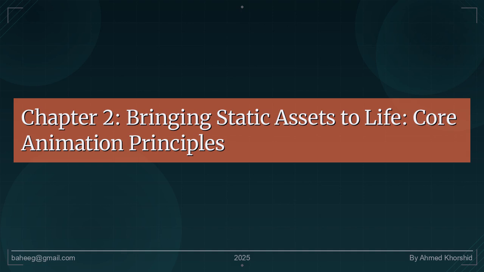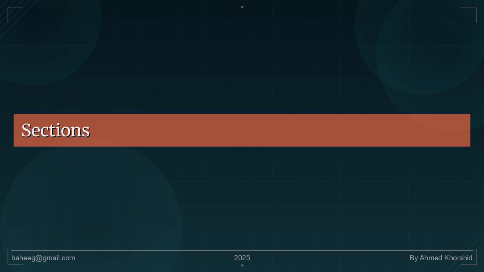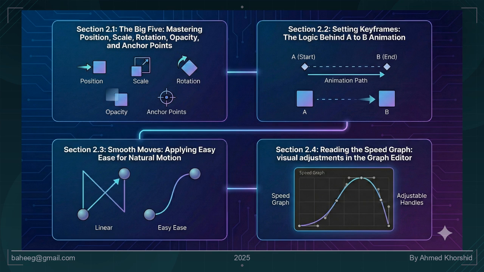Chapter 2, Bringing Static Assets to Life, Core Animation Principles. Sections. Section 2.1, The Big Five, Mastering Position, Scale, Rotation, Opacity, and Anchor Points. Section 2.2, Setting Keyframes, the logic behind A to B animation. Section 2.3, Smooth Moves, applying easy ease for natural motion. Section 2.4, Reading the Speed Graph, visual adjustments in the graph editor.